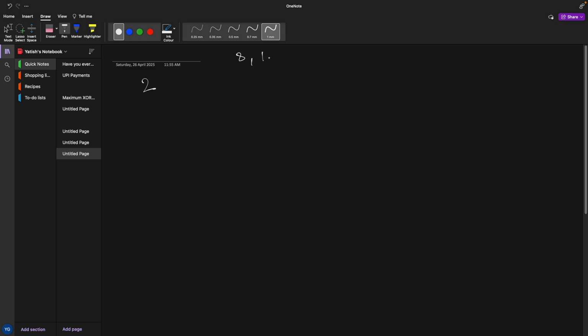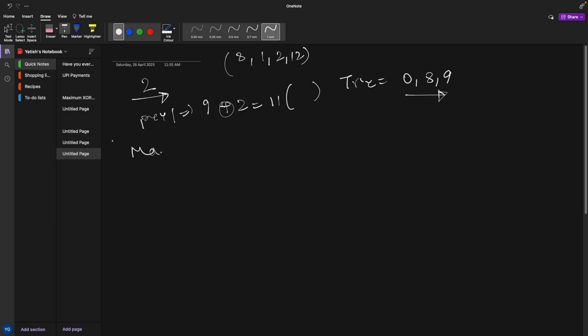Now let's move to another element, that is 2. Our prefix was 9, so 9 XOR 2 would be 11. And our trie is having 0, 8 and 9. Now we have to find the maximum for this 11. The binary representation for 11 is 1011.